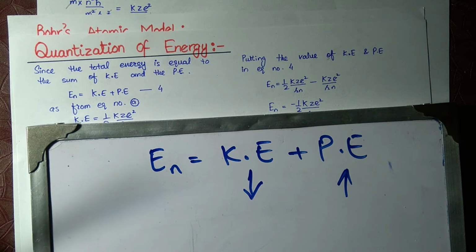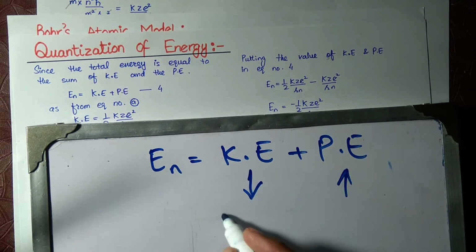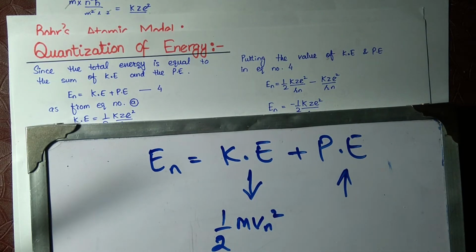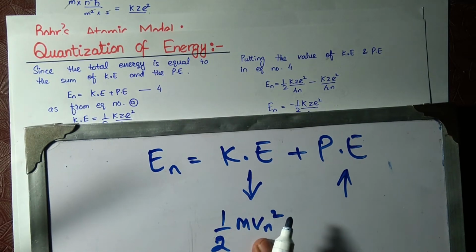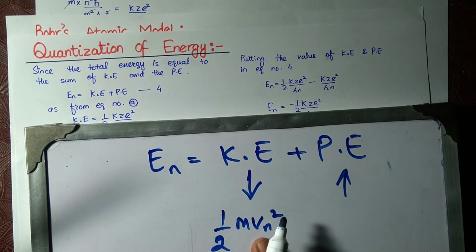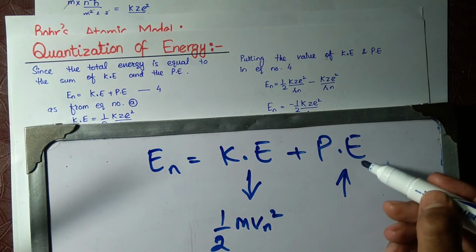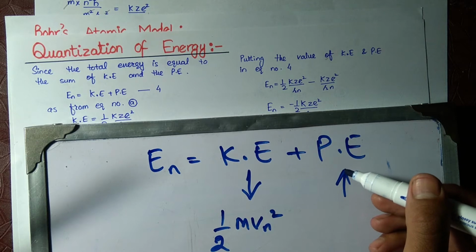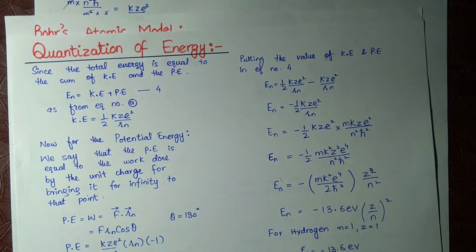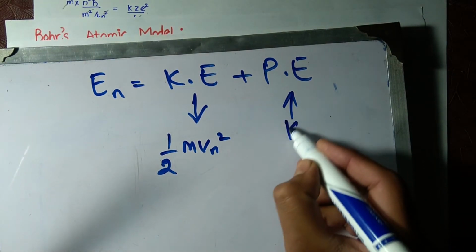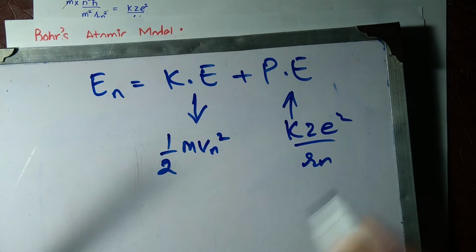How does this kinetic energy decrease? We have seen the kinetic energy is half m v n square, and it also equals half of k z e square over r n. But this v of n square is a dominant term. The velocity term in the kinetic energy is the dominant one, whereas the potential energy will be equal to minus k z e square over r n.